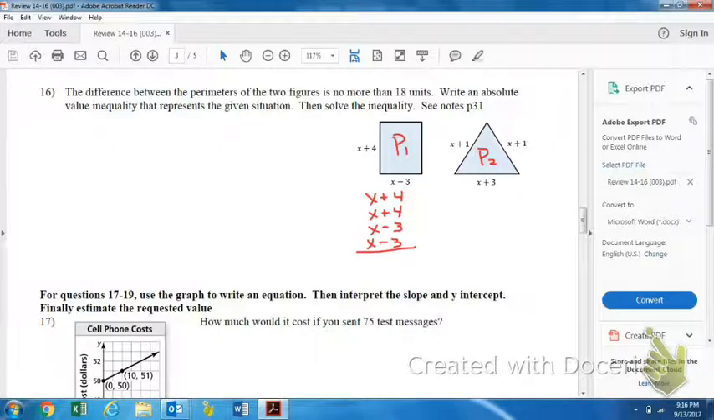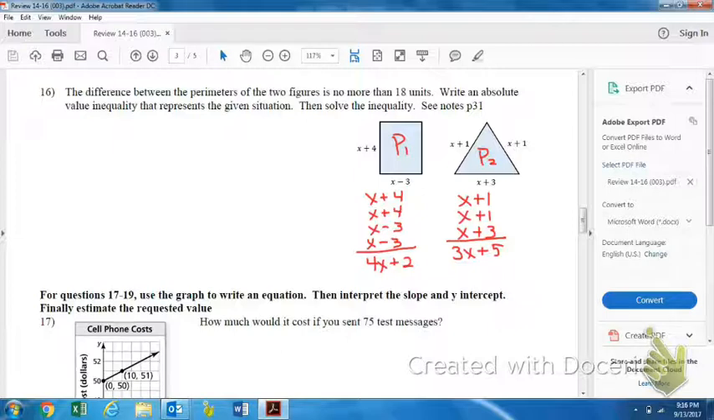There's 4 x's, so that's 4x. You have 4 plus 4 minus 3 is plus 2. So the perimeter of the first one is 4x plus 2. Perimeter of the second one is x plus 1 plus x plus 1 plus x plus 3. Add these up. There's 3 x's and then plus 5. So there's the perimeter of the second one.